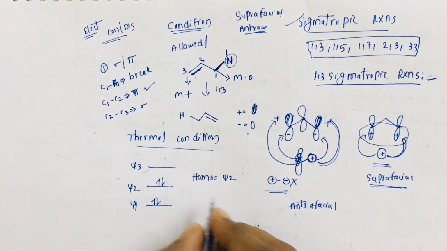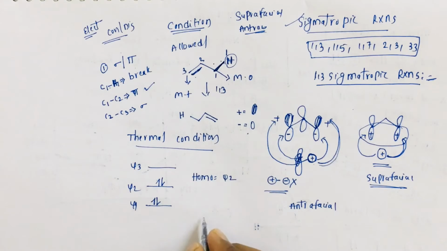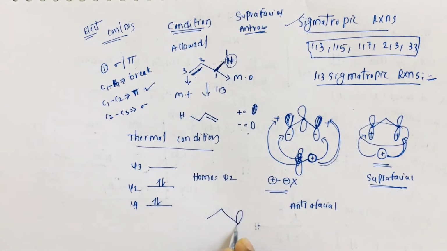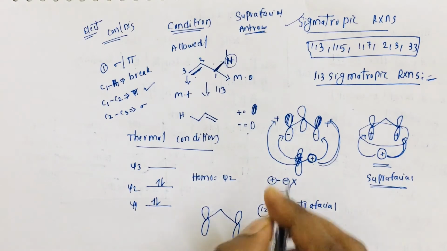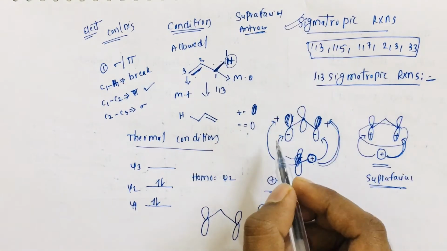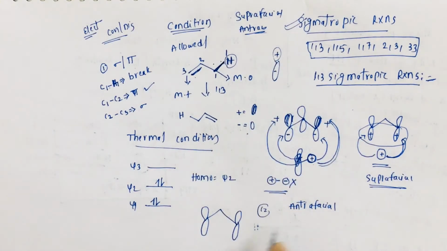Now we'll see what the arrangement is for psi 2. Psi 2 means there should be a C2 axis of symmetry. That means the shaded and unshaded regions have to be present in opposite directions. When you are talking about sigmatropic reactions, we just remember it this way, positive and negative, so that will be easy. Imagine that a positive charge is here, and C2 axis means here a negative charge should be there, and this is also a negative charge.